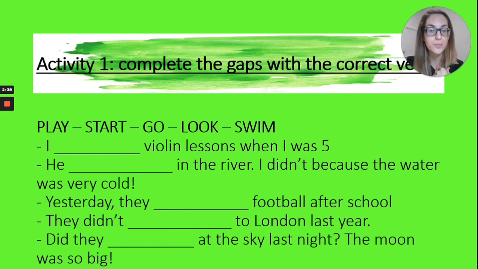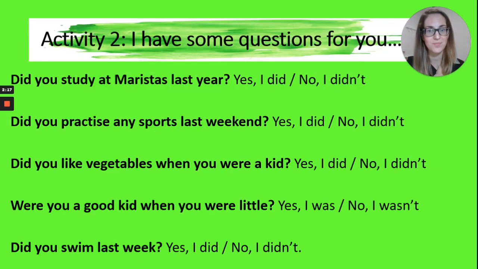They didn't to London last year. Did they at the sky last night? The moon was so big. Okay, so you have to complete the gaps with the verb. Remember that the verb needs to be in the past. Okay, but be careful because there is a negative sentence and an interrogative sentence.